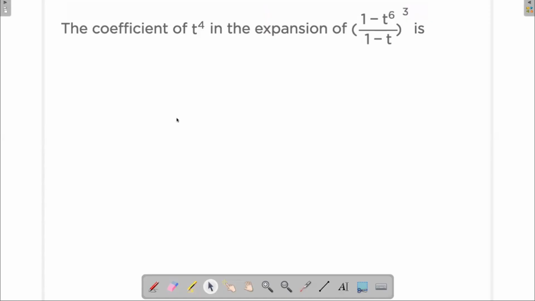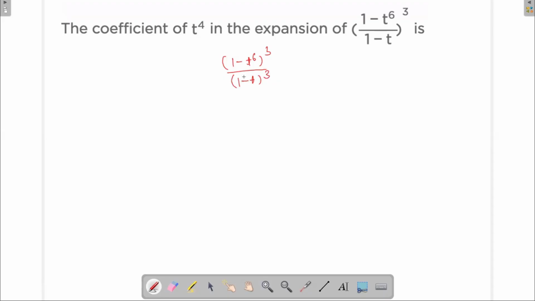All right, so we're trying to solve a problem which appeared in JEE Main 2022, and we are supposed to find the coefficient of t raised to the power 4 in the expansion of this. When you look at this question, you've got two parts to it. One is (1 minus t raised to the power 6) whole raised to the power 3, and then you've got something like (1 minus t) raised to the power 3.